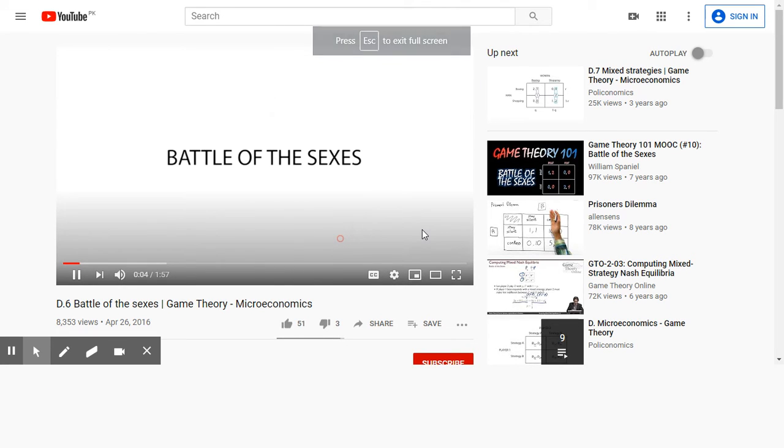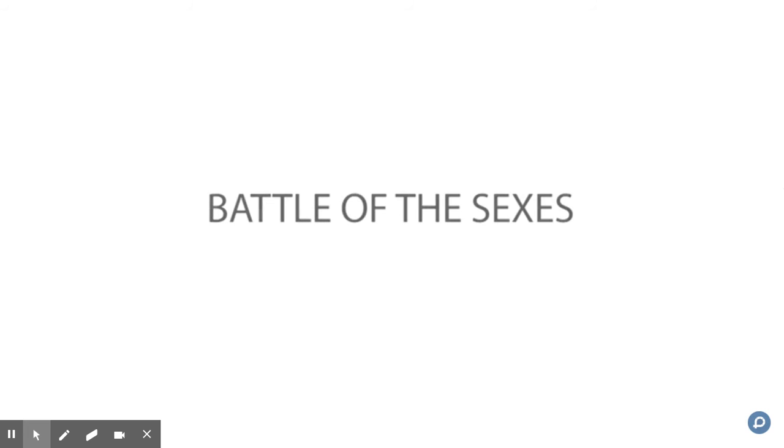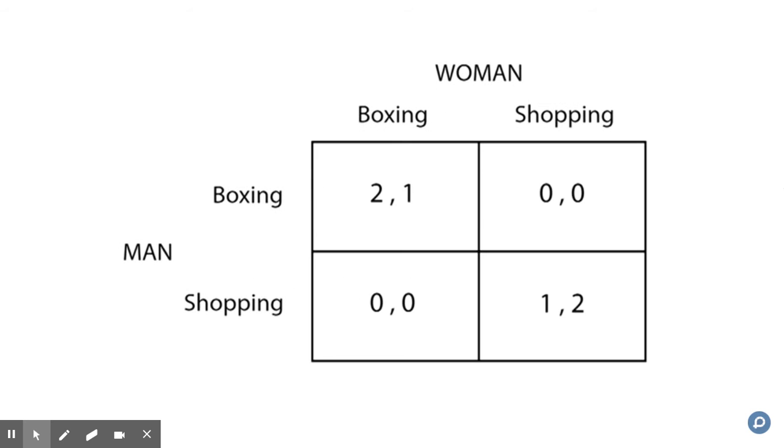In the Battle of the Sexes, a couple argues over what to do during the weekend. The man prefers to go watch a boxing match, whereas the woman wants to go shopping. In this game, we have two players, the man and the woman. Each of them has to decide which of the two strategies to choose: either go to the boxing match or go shopping. They can agree on what to do or go their separate ways and spend the weekend apart. This is considered a simultaneous game, and therefore we use the strategic form to analyze it, using a matrix.